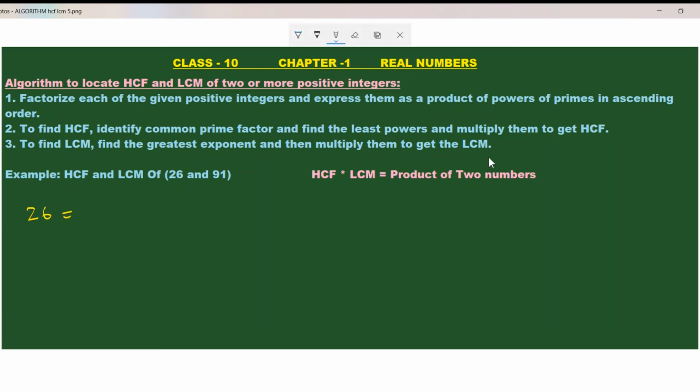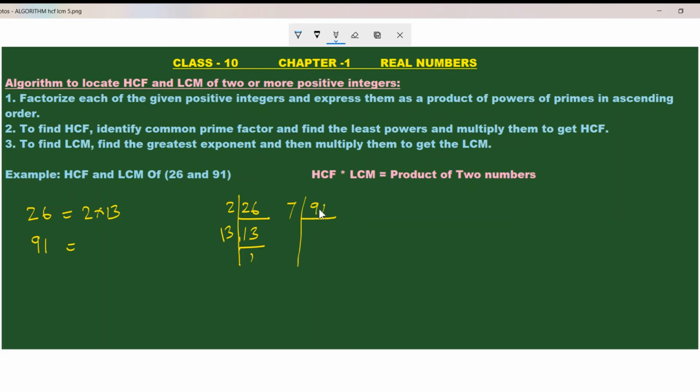If you take 26, 2 times it will go 13, and 13 is a prime number, so we'll go with 13 only. So we can write 26 as 2 into 13. And then next is 91. Again we are going to factorize 91. Its last digit is 1, so we can go with 7. 7 ones are 7 and 7.